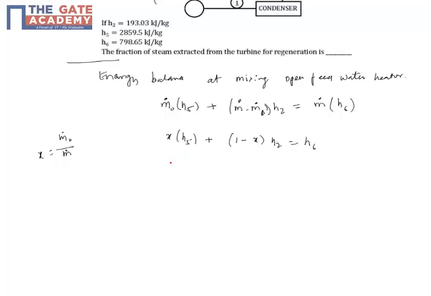So let's substitute the values. H5 is given as 2859.5 plus 1 minus x times h2, which is 193.03, h6 is 798.65. So if I just simplify, I get x equal to 0.227. So 0.227 is the answer. Thank you.